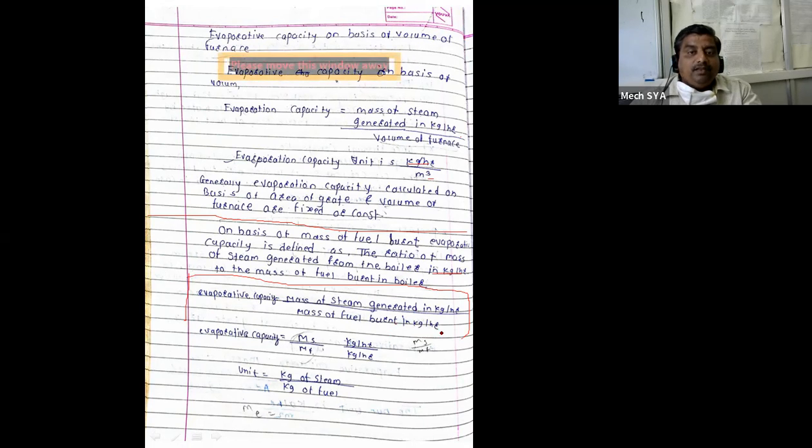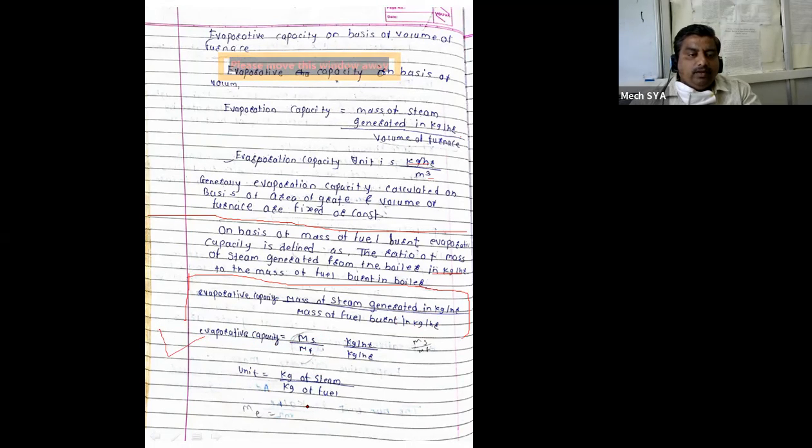So this period will be the same for them, and this is ms upon mf. This formula we have to remember henceforth. Where ms is the mass of steam generated in kg per hour, mf is the mass of fuel burnt in kg per hour, and the unit will be kg of steam divided by kg of fuel. And this evaporative capacity we will be calculating frequently henceforth.